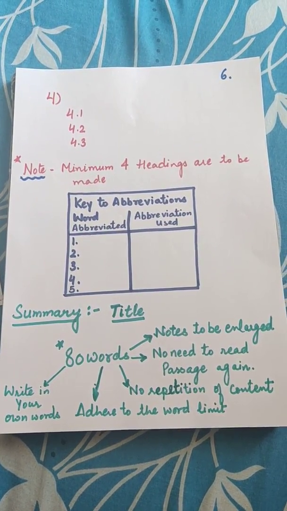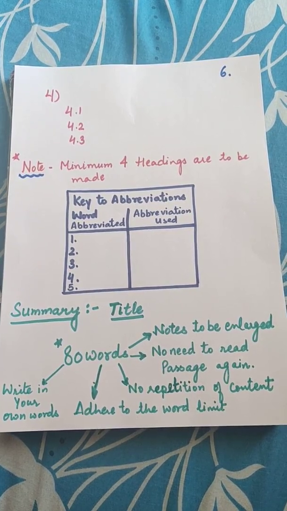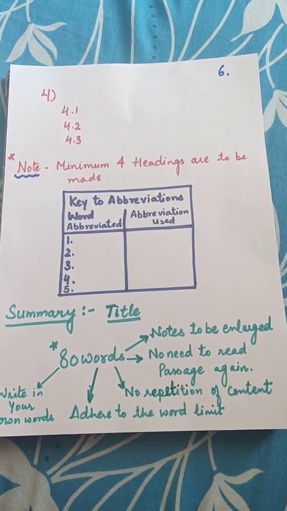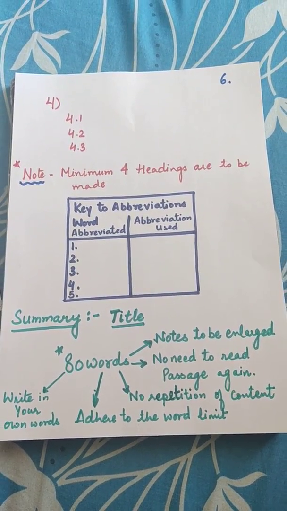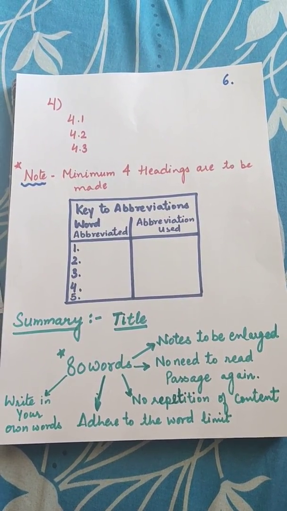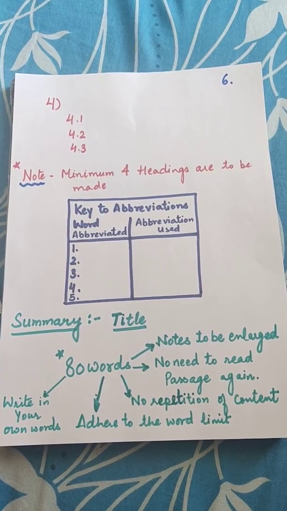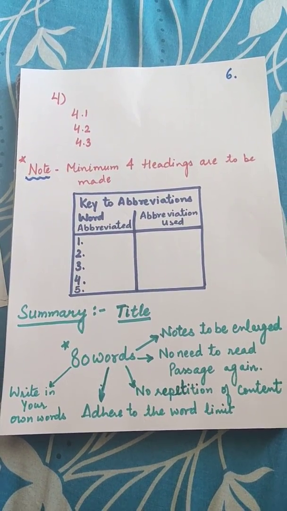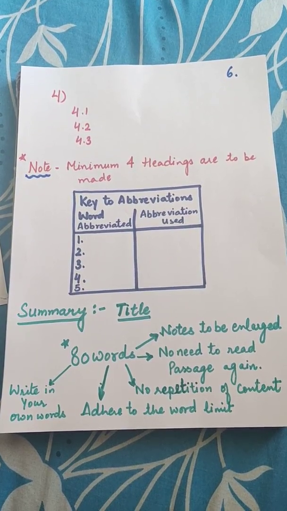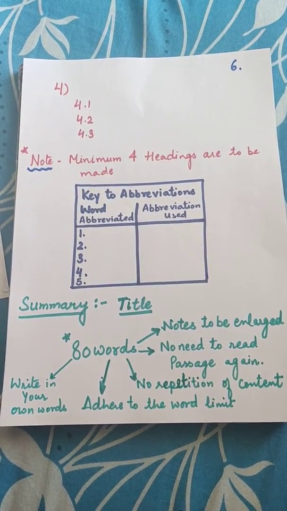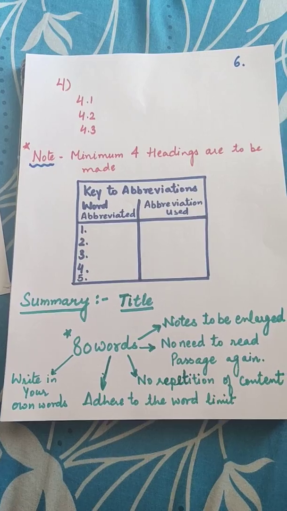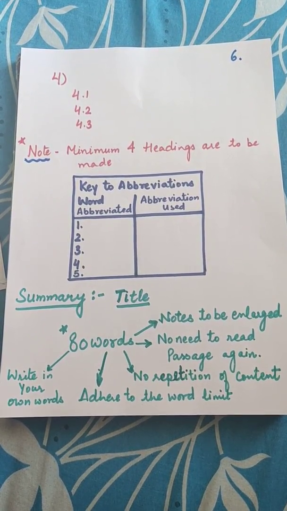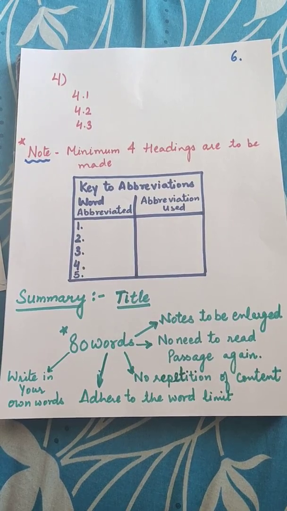The summary is written in 80 words, children. Only the notes that you have made are to be enlarged. They are to be lengthened here again. Number 2, you need not go to the passage again. You need not read the passage again. Only the notes made are to be converted into a summary. There is no repetition of content as it is very brief, to the point. In 80 words only you have to compile it. Adhere to the word limit, and it is preferably written in your own words.